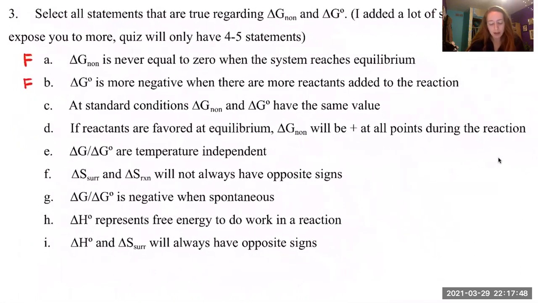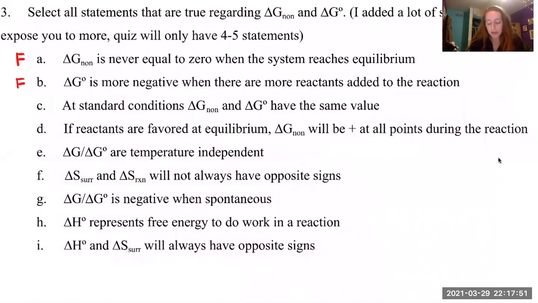The next one is saying at standard conditions, delta G non-standard and delta G standard have the same value. And this is true, okay? Because at this point, they have the same conditions, and that's why they're going to have the same value. I know it could be a little bit confusing. Just imagine delta G standard is just delta G at a specific kind of condition. They have specific environments, like concentrations and things like that. And if we bring delta G non-standard to a standard condition, they're the same thing, so don't overthink it.